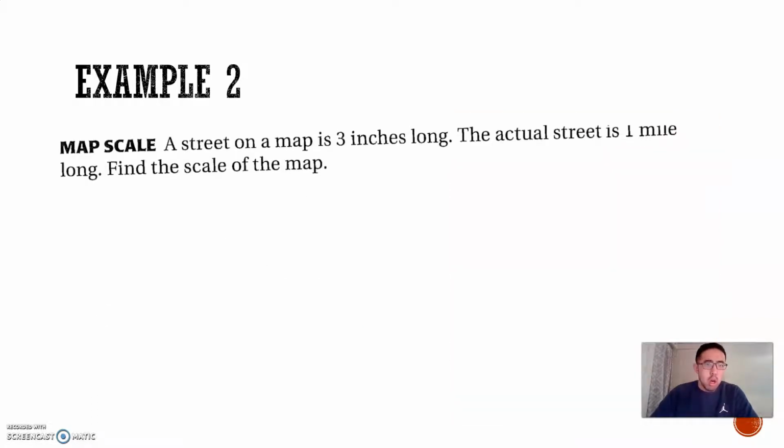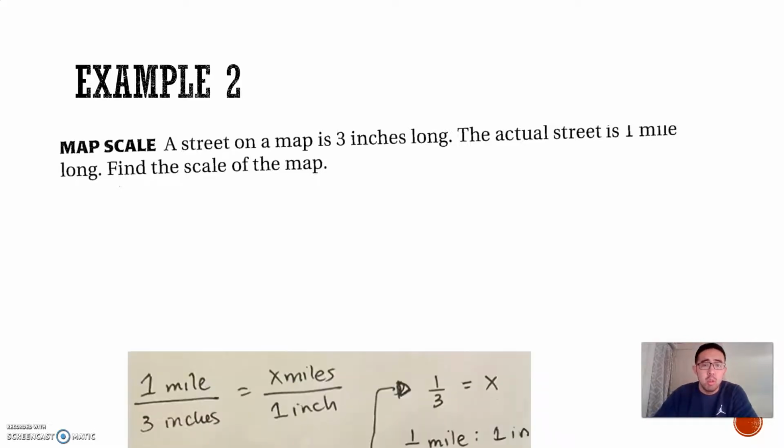This is similar to one of the homework problems from before. Some of you emailed me about it, being like, Mr. Shu, I don't know how to do it. So here's a similar problem to one of the homework problems in the last PowerPoint. A street on a map is 3 inches long. The actual street is 1 mile long. Find the scale of the map.